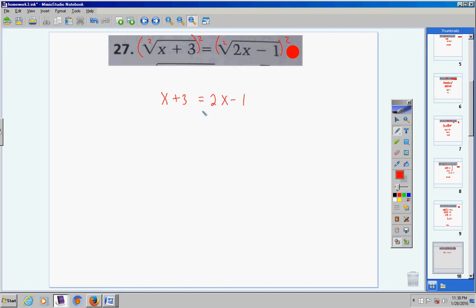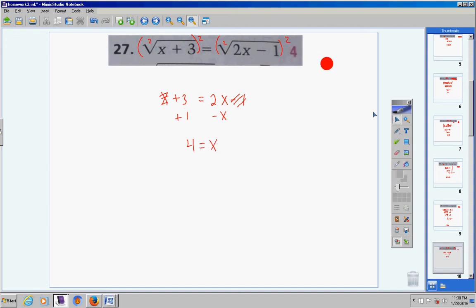Let's just solve for x now. Bring your x over and make it a negative x. Bring your negative 1 over and make it a positive 1. And you're left with 4 equals 1x, or just 4 equals x. So there's your answer, 4.